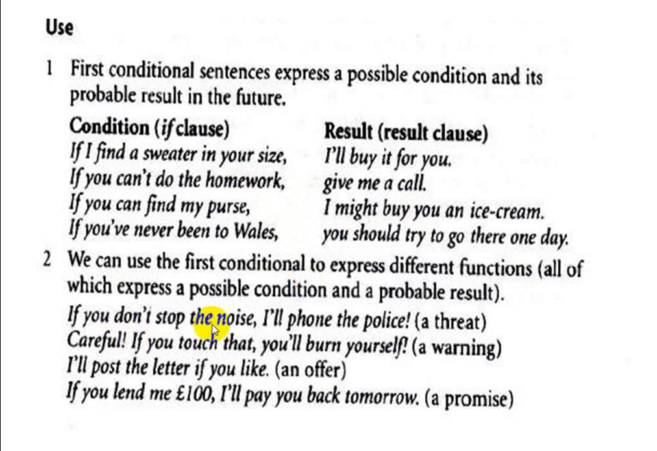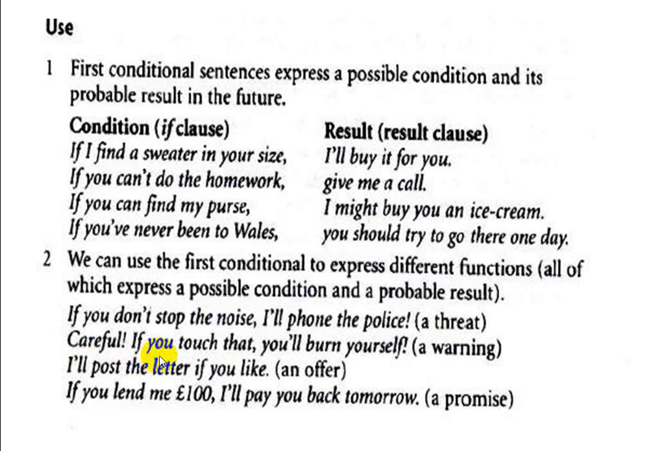If you don't stop the noise, I'll phone the police. That is a threat. هاي تهديد. الجملة هاي ال first conditional here clause is a threat. من تشوفون الجملة if you don't stop the noise إذا ما توقف الصوت I'll phone the police سأتصل بالشرطة. إذا هذا تهديد. This is a threat. So it is the first function of the first conditional clause.